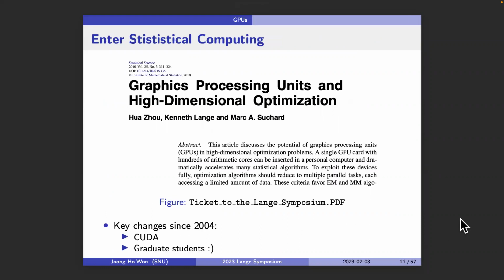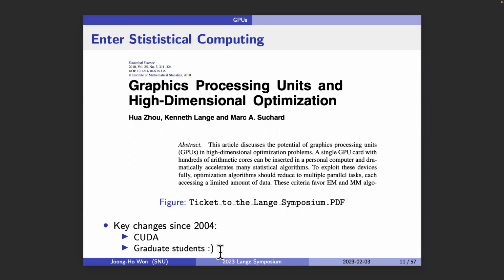And in the early 2010s, when I became a statistician, I encountered this paper written by those who spoke, all three who spoke prior to me, right? And there was a key change between 2004 and the early 2010s. There was CUDA back then. Before, in 2004, there was no CUDA, so I had to write all this OpenGL program. But CUDA made GPU programming much easier.